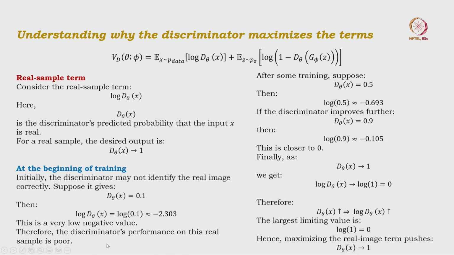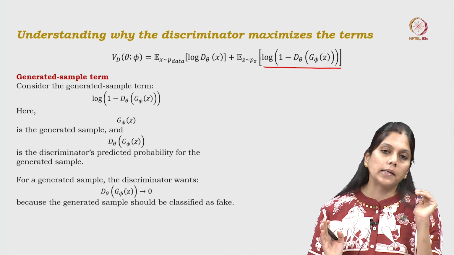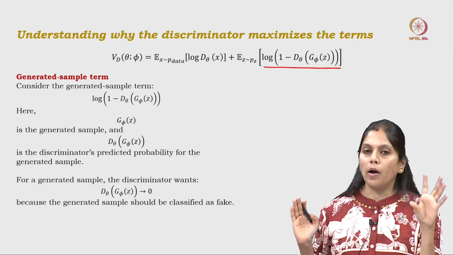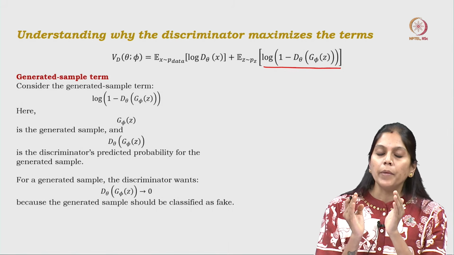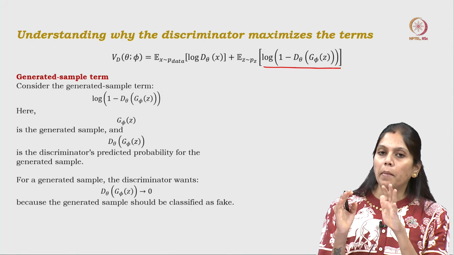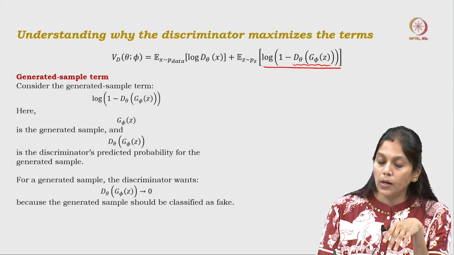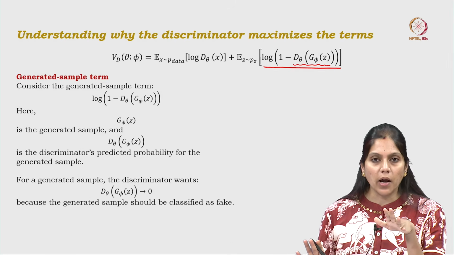Now let us see what exactly happens for generated samples. For generated samples, we are now dealing with this entire term. What exactly is it saying? You have to maximize this term. If the log of that entire term has to be maximized, what should be the best possible value of this so that the entire log term will be maximized? That is what we are discussing.